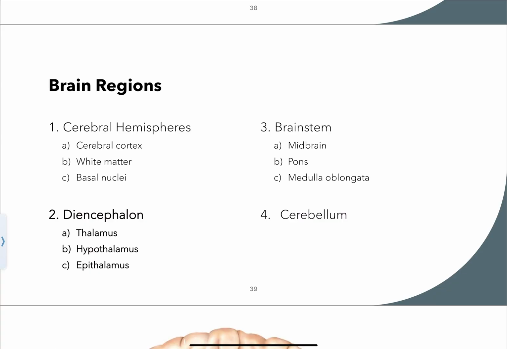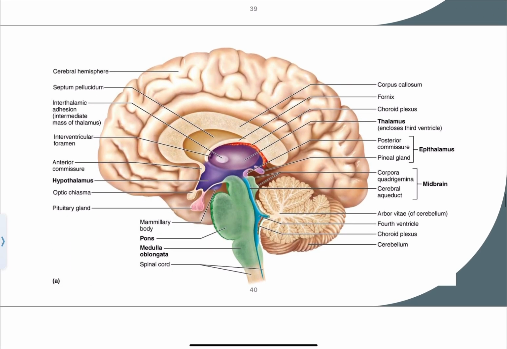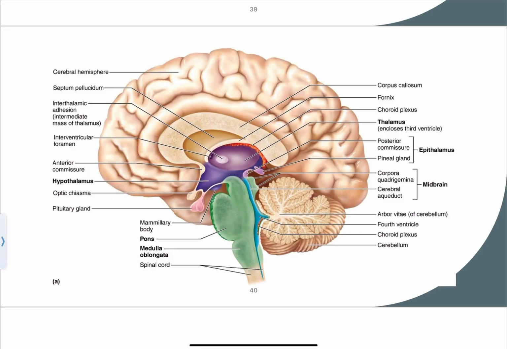Okay, so now we're moving on to section 3, where we're just going to talk briefly about the 3 components of the diencephalon, which includes the thalamus, the hypothalamus, and the epithalamus. Just for your reference, because you do have to locate these in lab on the brain models, here's your thalamus right here.